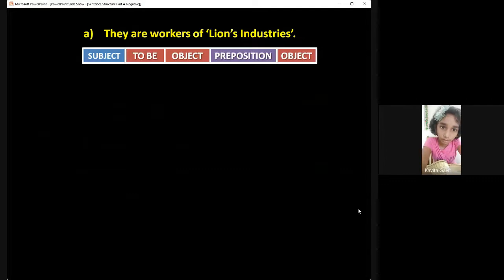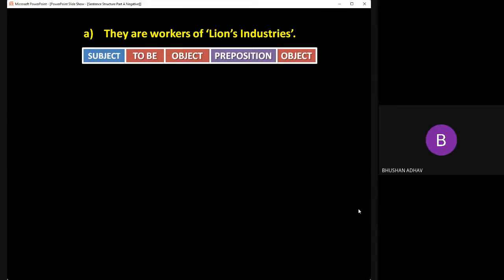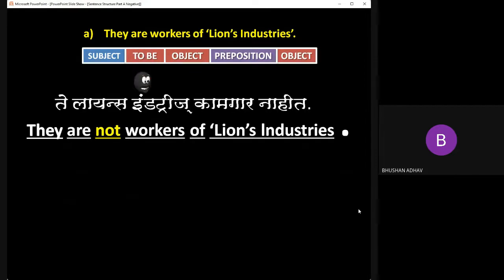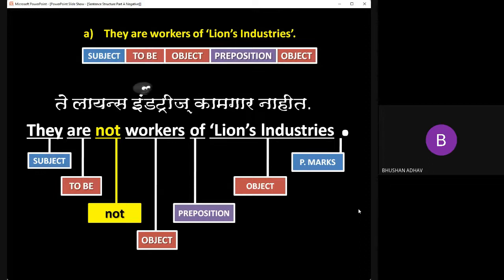There did not worker of lion industries. No, no, dear. After to be form, put that not. They are not workers of Lions industry. So simple. It is not danger zone. It is normal zone. Okay. So subject, to be form, after to be form, there is a to be form. Just put not. Simple.